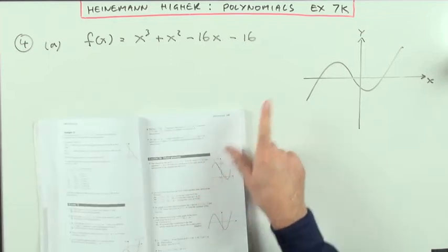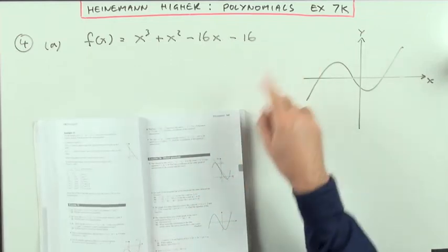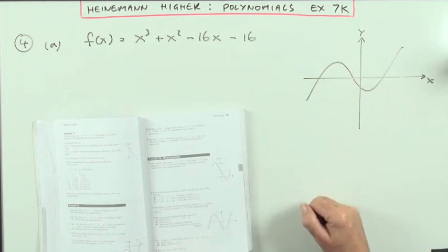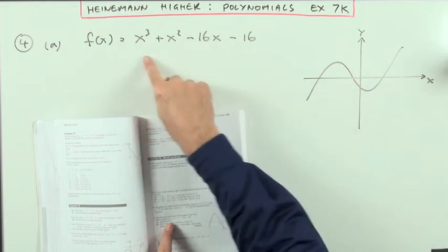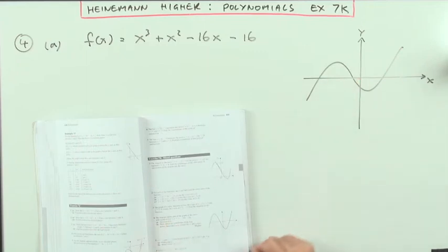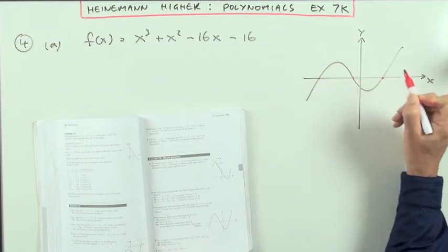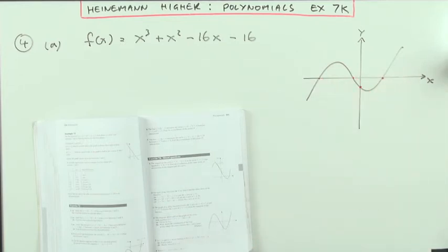Heinemann Higher, Chapter 7 on Polynomials, the next exercise, 7k at the end, number 4, the form higher question. There's a graph shown, gives you the equation that's used for the graph, and it says factorise it and find where it crosses the axis. So we're looking for these points here. Where does it cross the x-axis and where does it cross the y-axis?